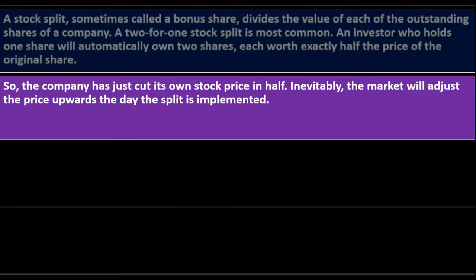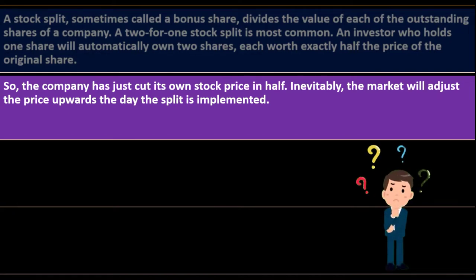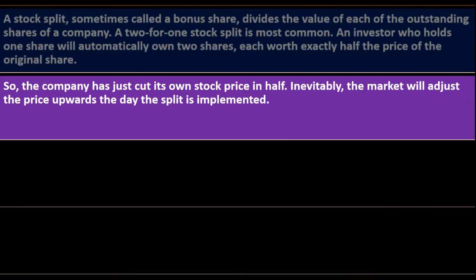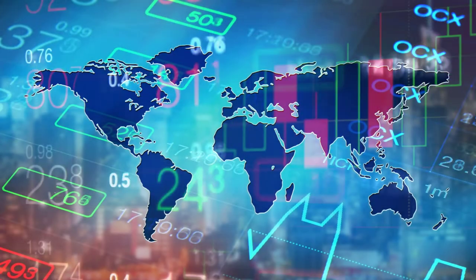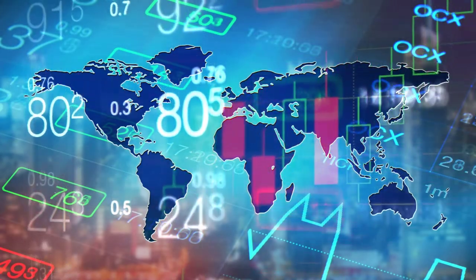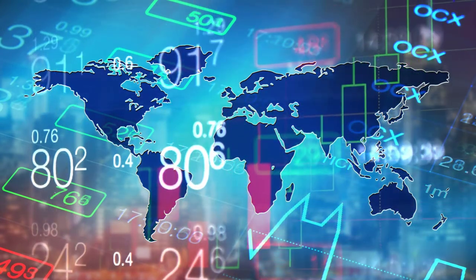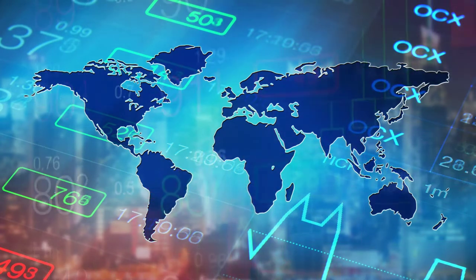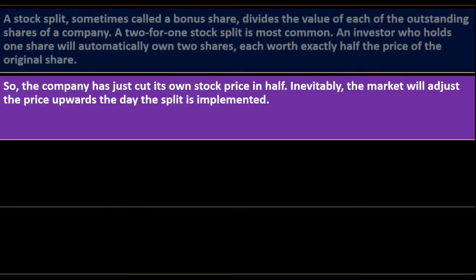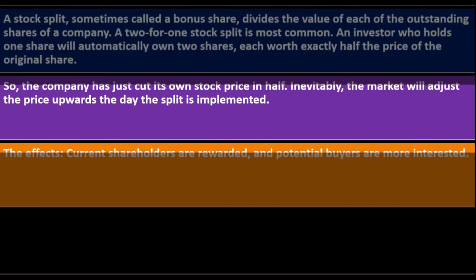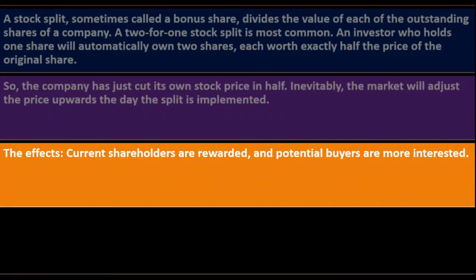So you can think about, why would they do that? You could say, well, what have they done? They've put you in the same position generally, but now the stocks themselves are half the price. So why would that be? Well, maybe they think that it's going to be better valued for trading, for example, at half the price, to be more in alignment with the optimal price level of stocks. So the market will adjust the price upwards the day the split is implemented. So the effects: current shareholders are rewarded and potential buyers are more interested.